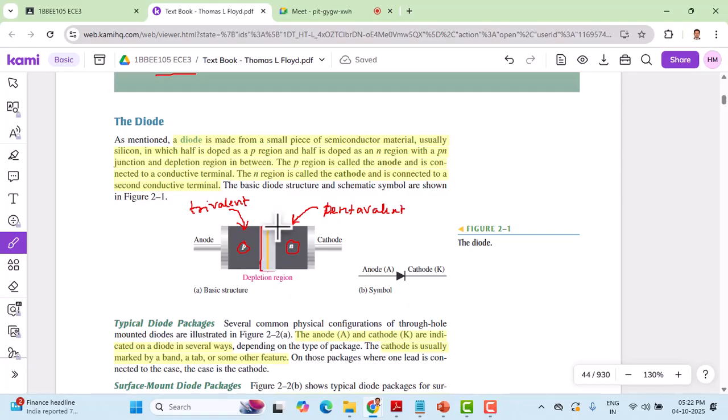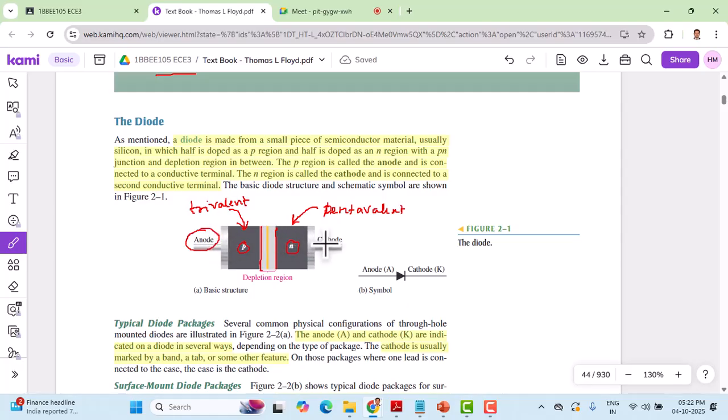What you are seeing is the junction, which we call the depletion region, between those two. The reason we call it a depletion region is that there are no charge carriers in this region. The charges have been depleted, that's why it is called the depletion region. And the P region is called the anode. So we attach a terminal to this P region, and that is called the anode.